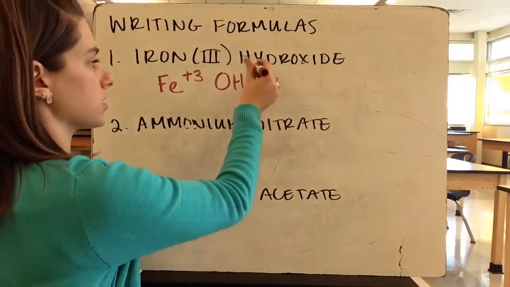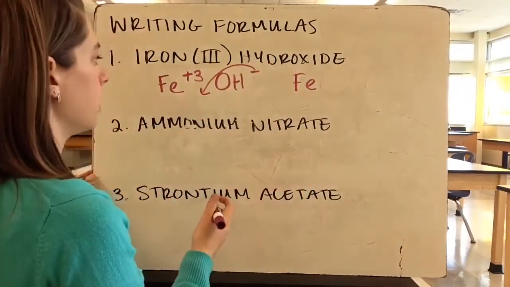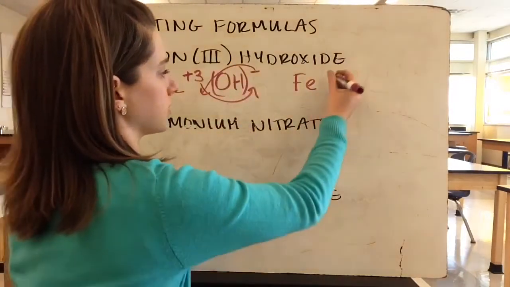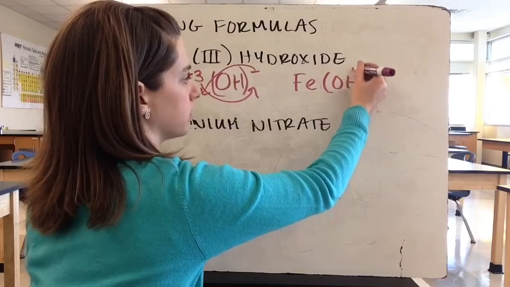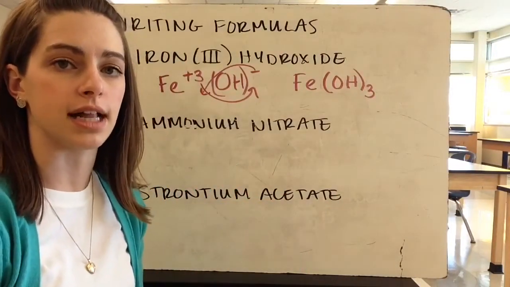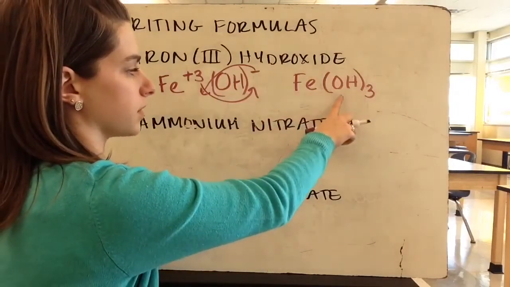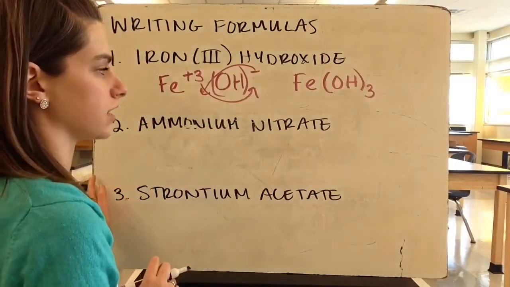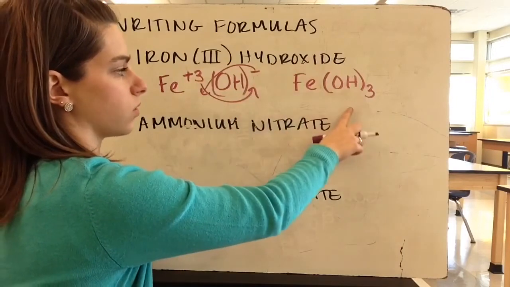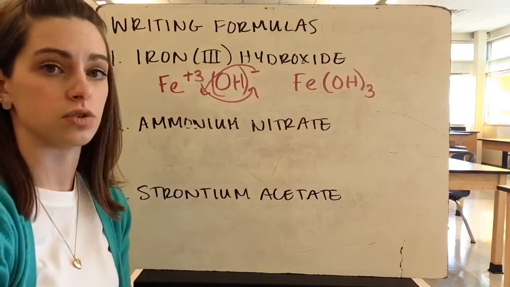Now, if we crisscross our charges, our -1 comes down here, so it's just iron, and then our 3 is going to go out here. We have to treat hydroxide as one whole thing, so our 3 goes on the outside. We put parentheses around the polyatomic ion to show that it's one single unit. So we have Fe, and then in parentheses OH, and then the 3 on the outside. So that tells us we have 3 of our hydroxides, each with a -1 charge, so a total of -3. And then our iron has a +3 charge, and our overall compound is neutral.